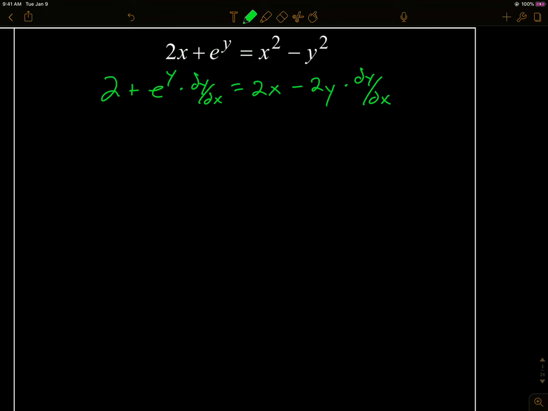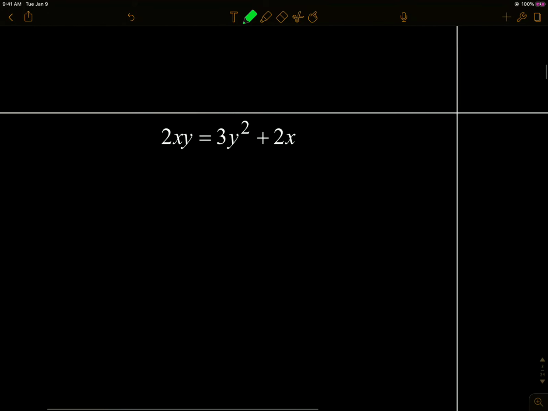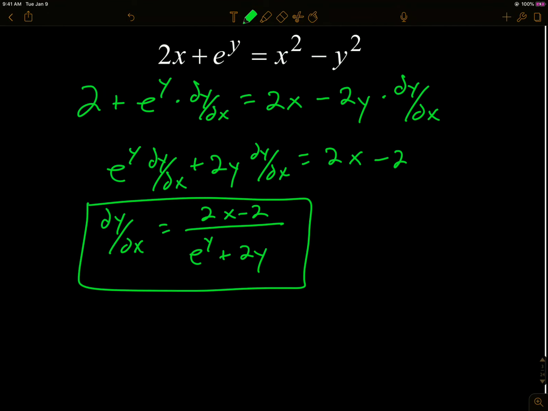So now I'm going to get all the dy/dx's on the same side, all the stuff that isn't dy/dx on the other side, factor out my dy/dx, and then divide both sides by what's left over. I'm doing a couple steps here. So I get 2x minus 2 over e to the y plus 2y. After I factored out my dy/dx, I was left with this, and then I divided both sides by that.